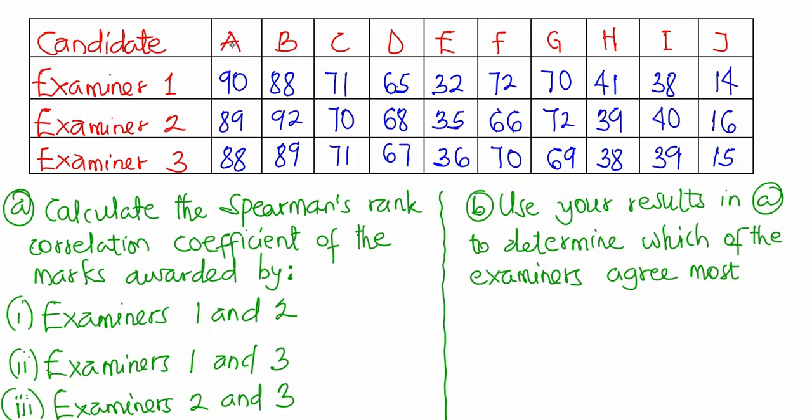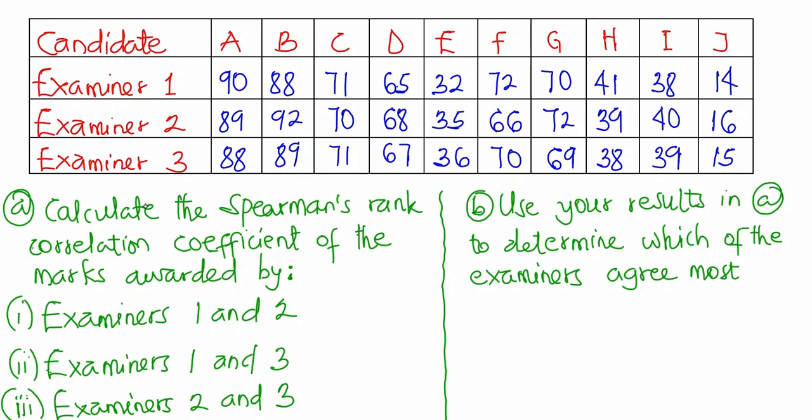Again, candidate A obtained 88 marks from examiner 3. Candidate B obtained 89 marks from examiner 3. And then candidate C obtained 71 marks from examiner 3. To the last candidate J, who obtained 50 marks from examiner 3. Now, this is the meaning of the table here.